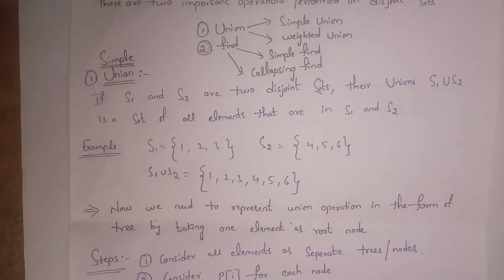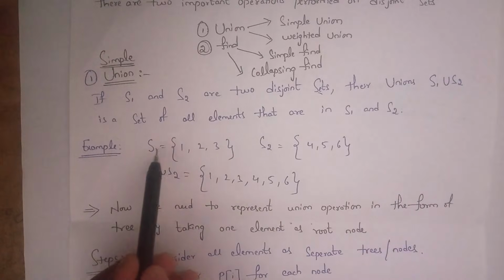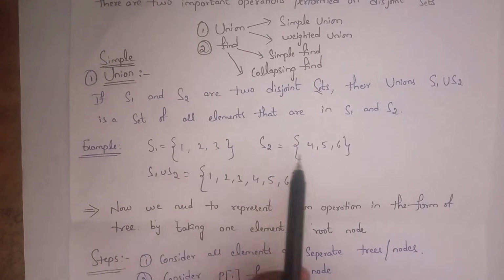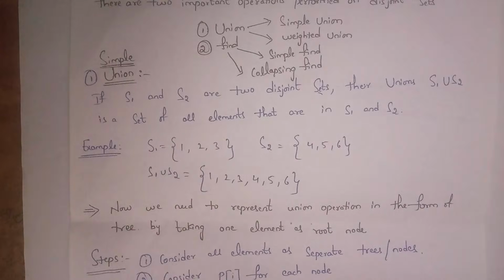Union operation is nothing but combining elements from S1 and S2 to form a new set. The elements in S1 are 1, 2, 3 and similarly in S2 are 4, 5, 6. I will combine these two and form the set {1, 2, 3, 4, 5, 6}. This is known as the union operation. S1 union S2 is equal to {1, 2, 3, 4, 5, 6}.